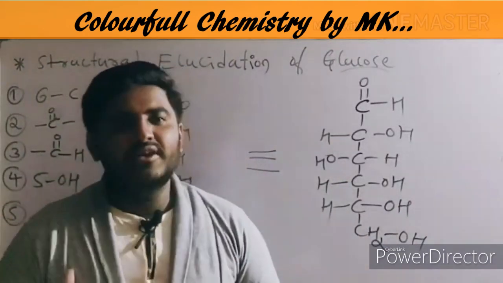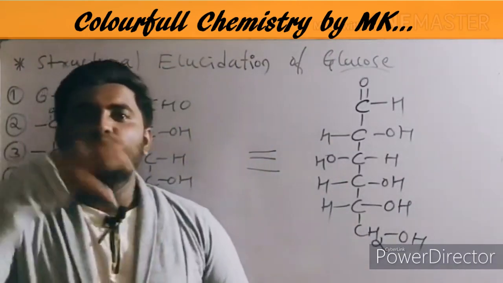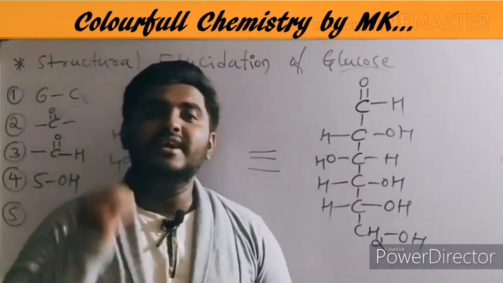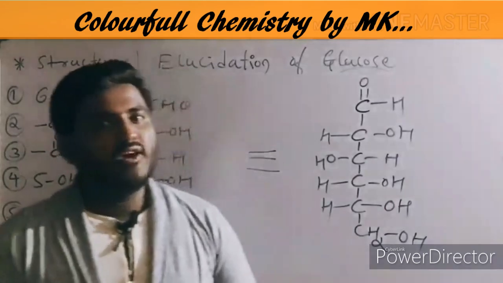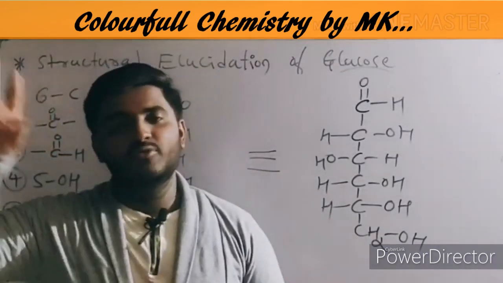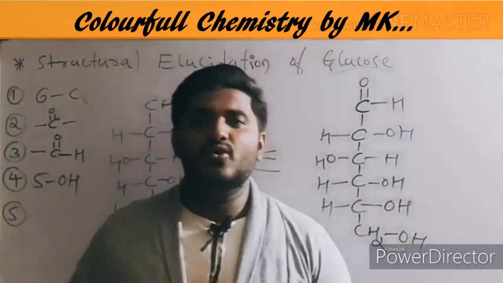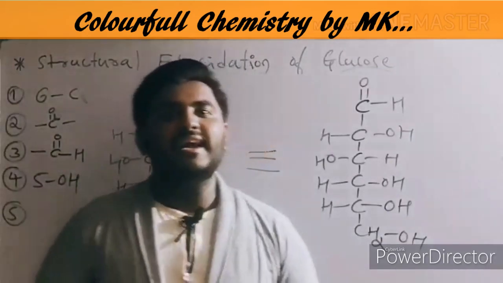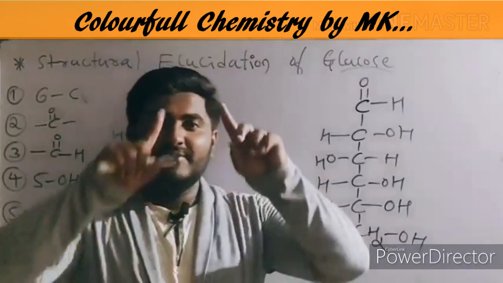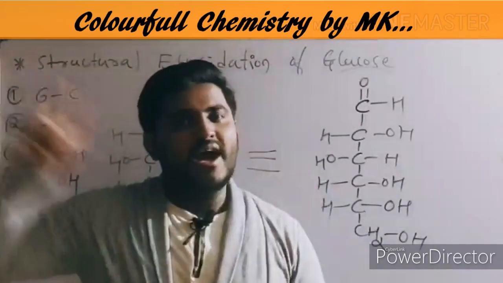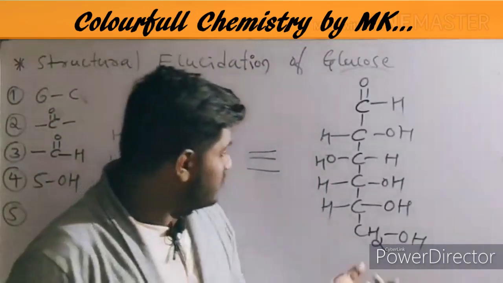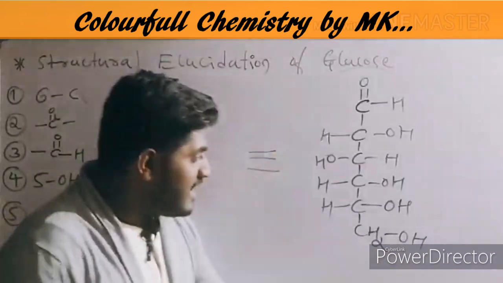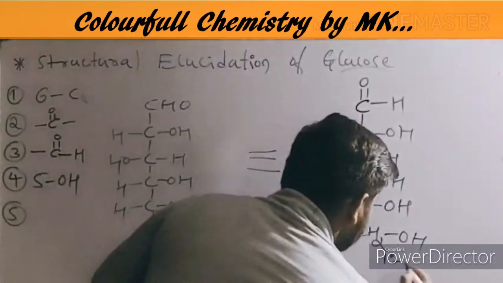To know that, we did the last reaction. That is, glucose is treated with concentrated nitric acid. We got a COOH group above and also a COOH group below. That indicates that glucose has an aldehyde group and also one primary alcoholic group, the last carbon, as I told you. This one is the primary alcoholic group, primary OH.